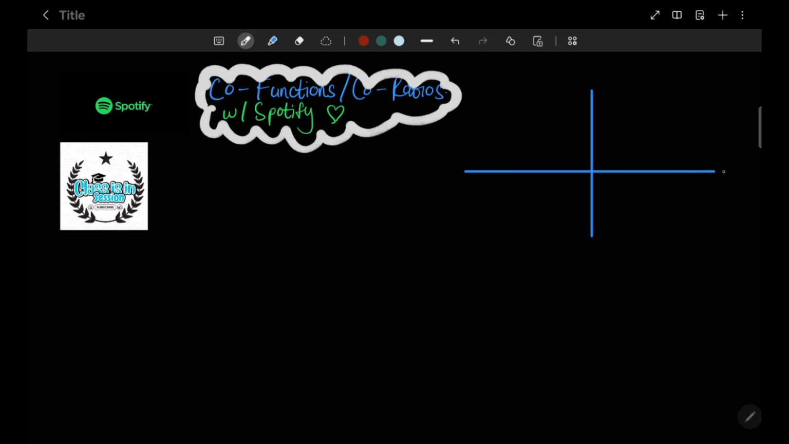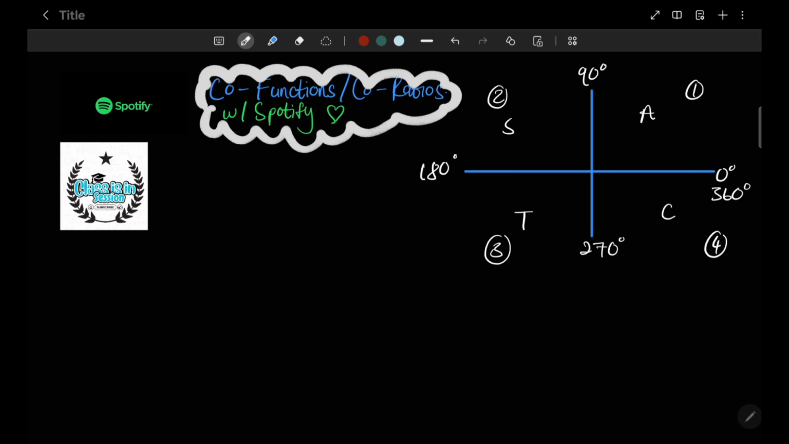I told you guys that you have 0 degrees here, 90 degrees, 180 degrees, 270 degrees, and 360 degrees. Our CAST diagram is divided into 4 quadrants. You have quadrant 1, 2, 3, and 4. We also have CAST, which stands for cos, all, sine and tan.